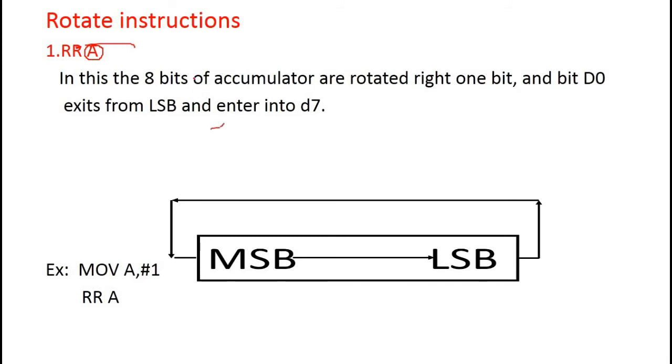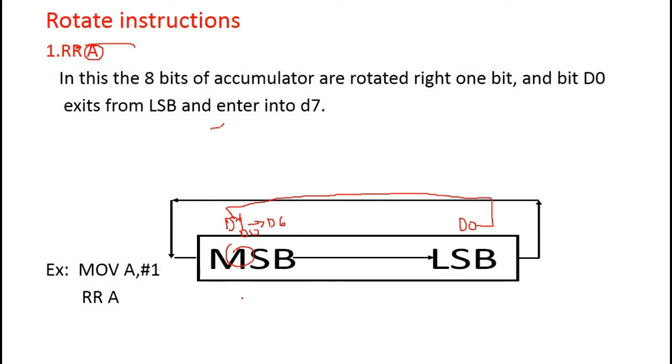Okay. So now we can see here this is rotate right. It means whatever bit is present in the LSB will be shifted to the MSB. Because this is 8 bit, if I take this as D7 and this one as D0, after the rotate instruction this D0 will come to the D7 place and this D7 will be shifted to D6.